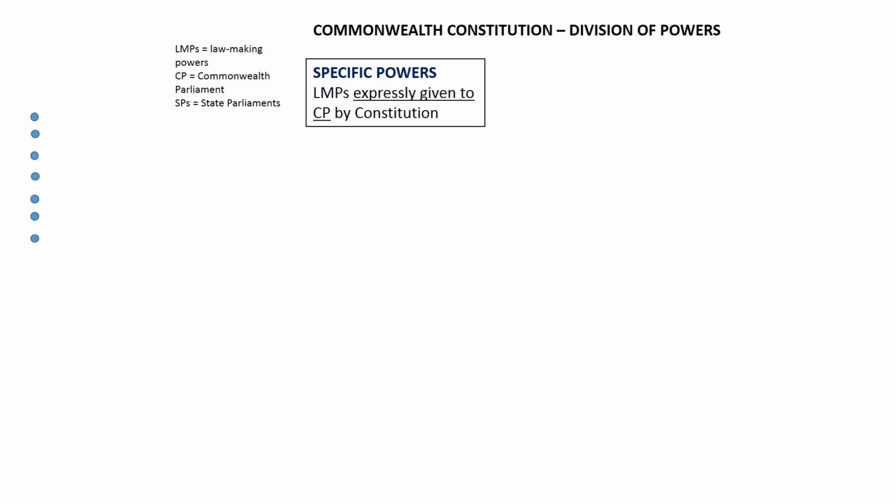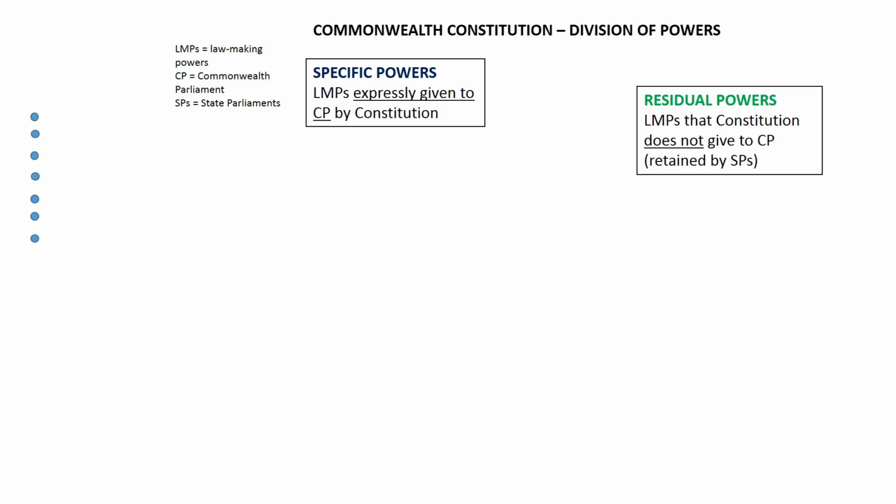So the important thing here, though, is that specific powers are those lawmaking powers that are expressly given to the Commonwealth Parliament by the Constitution, and that's important because the only lawmaking powers that the Commonwealth has are those which are conferred on it by the Constitution.